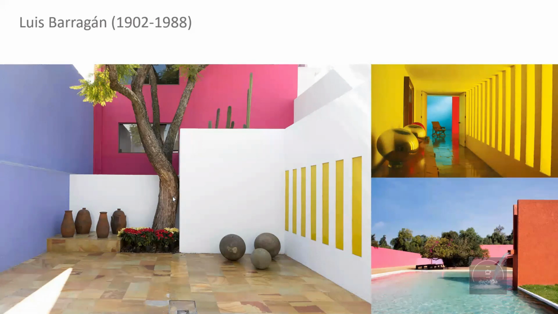So the colors that he uses in his architecture uplift the spirits of people and represent the diversity in tropical plants and birds.